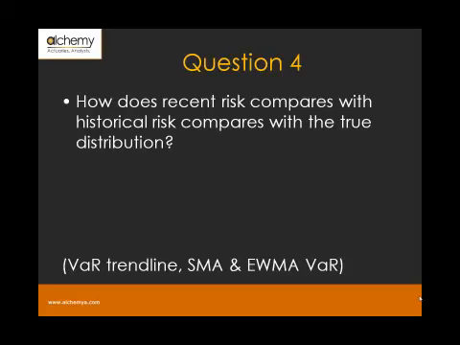And I think this is what this question focuses on. It's trying to ensure that we understand that vol as a measure, or value at risk as a measure, is not static. Recent risk may very well differ from historical risk, which may very well differ from the overall underlying true distribution.